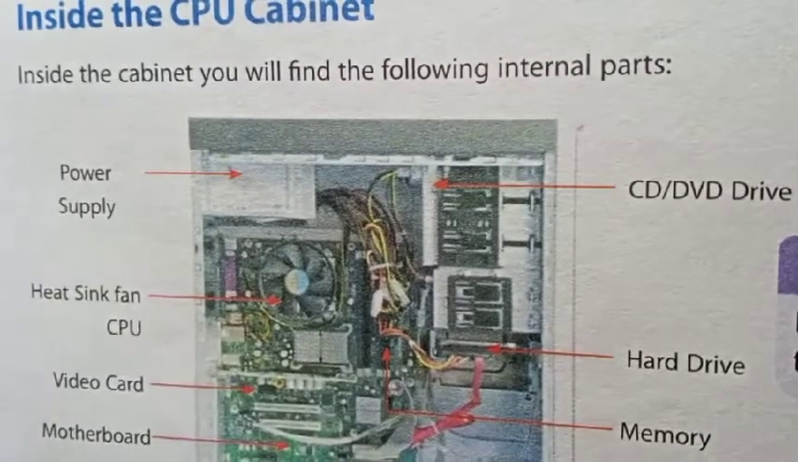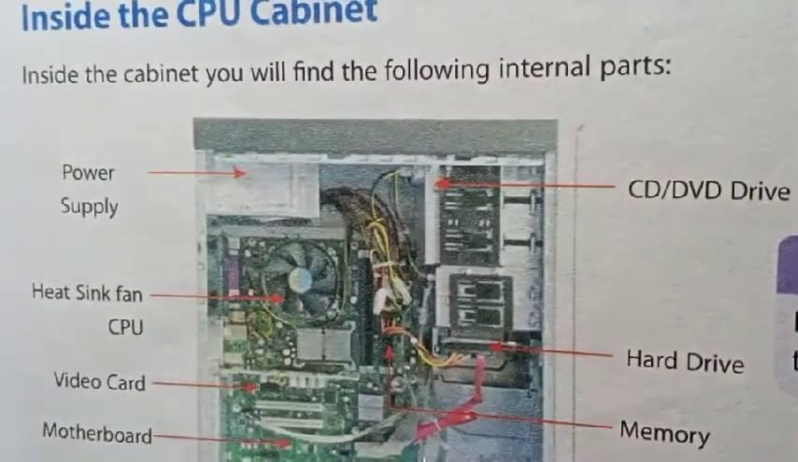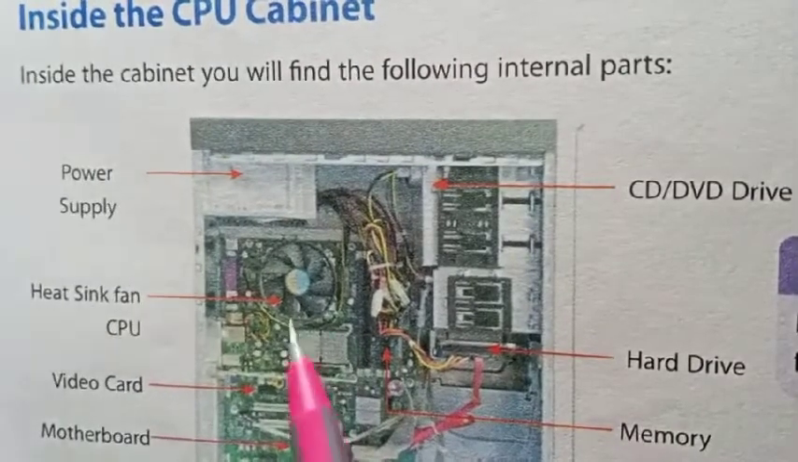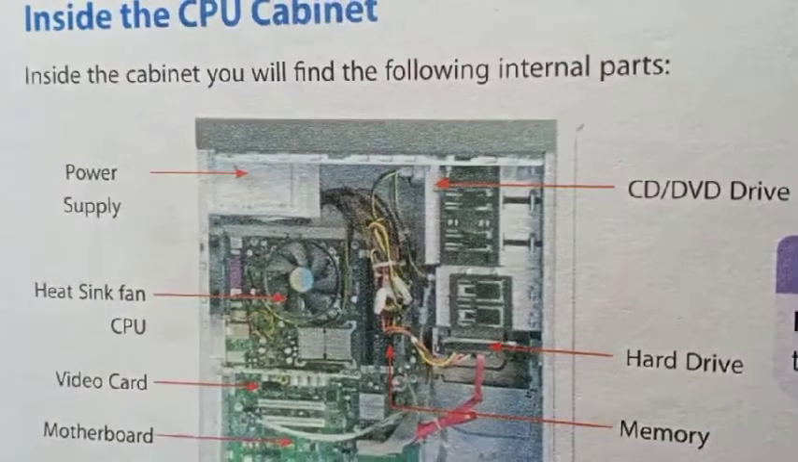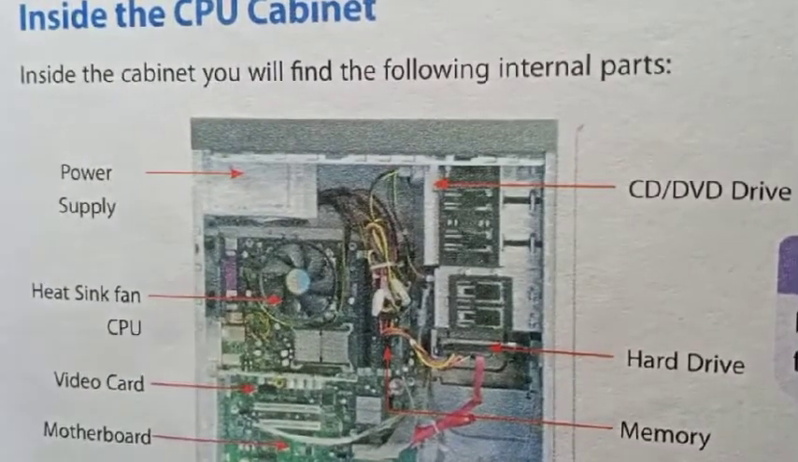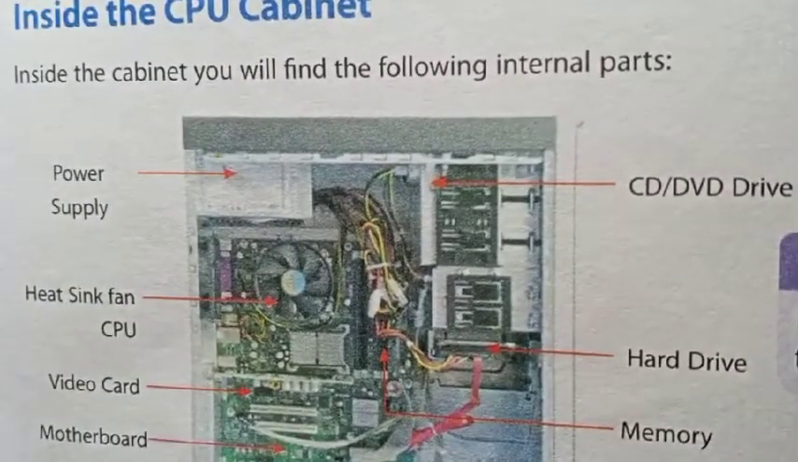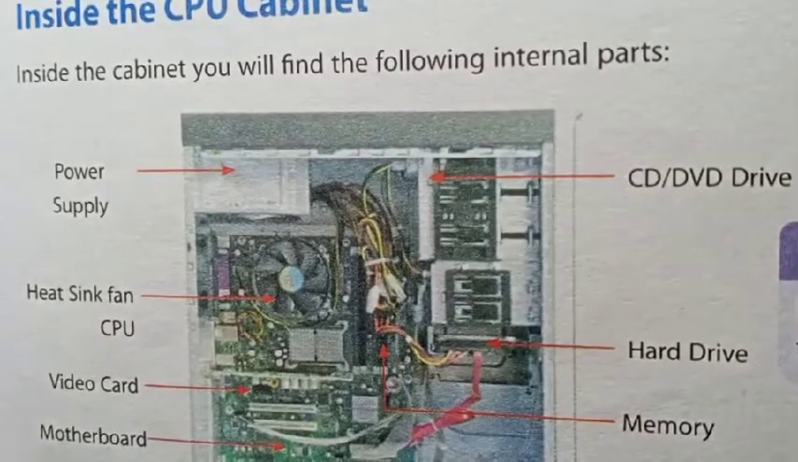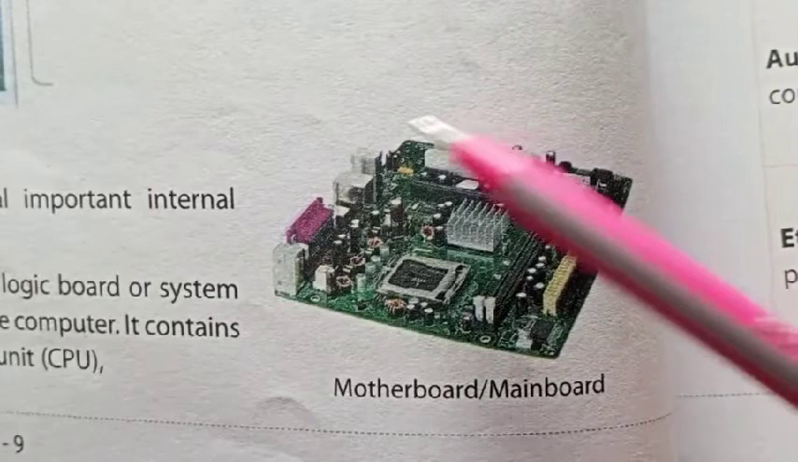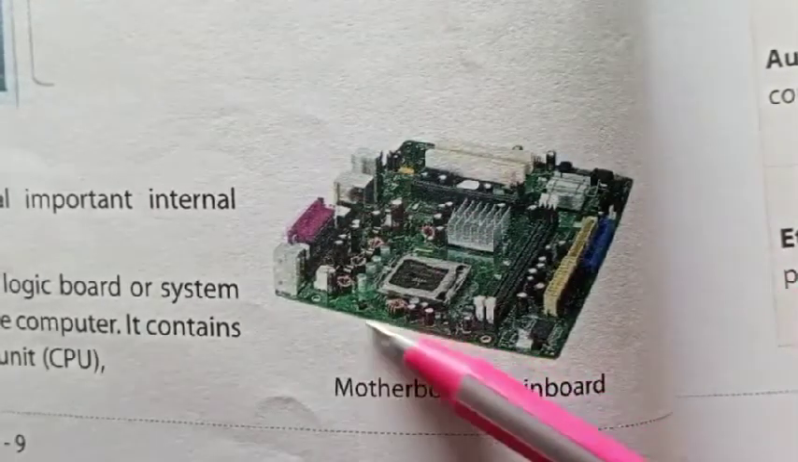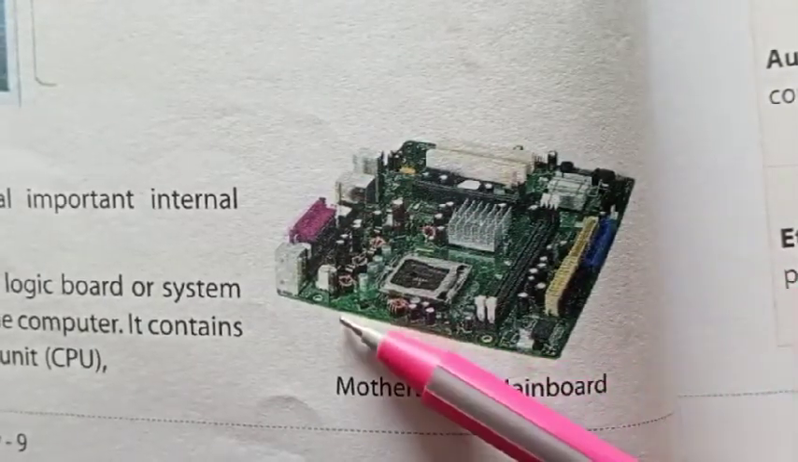Then this whole green board that you are seeing, on which all these parts are installed, that green board is the motherboard. It is the motherboard actually that supports each and every part of the CPU cabinet. So here you can see the view of the motherboard is shown. This is the whole motherboard.